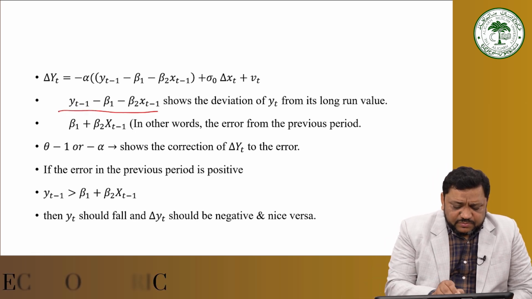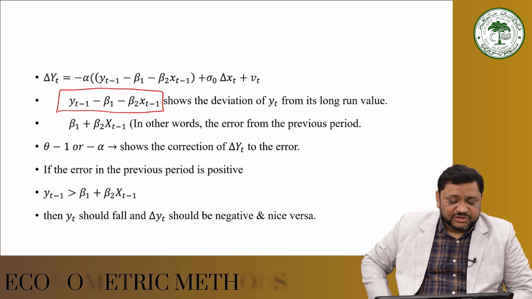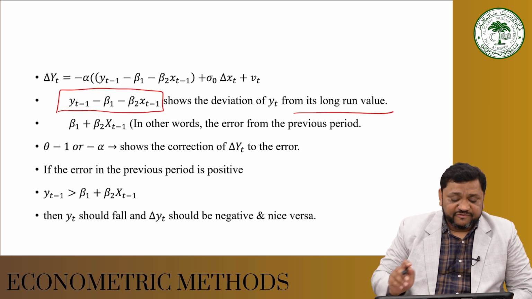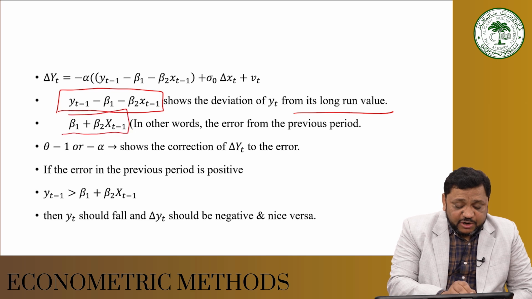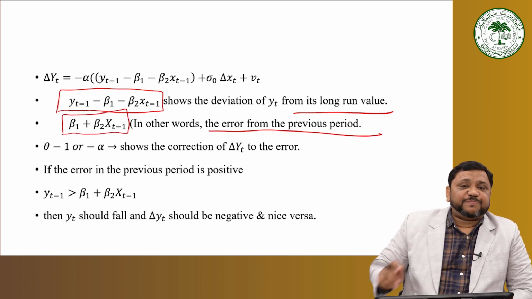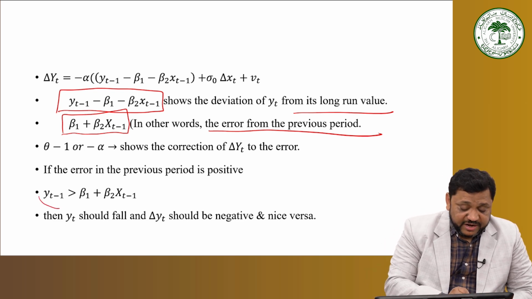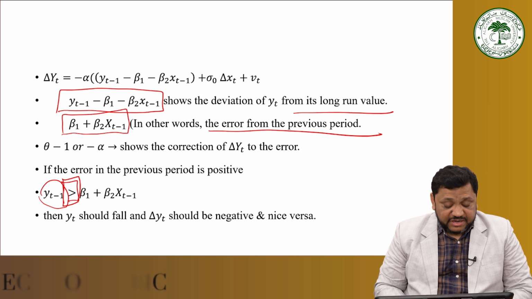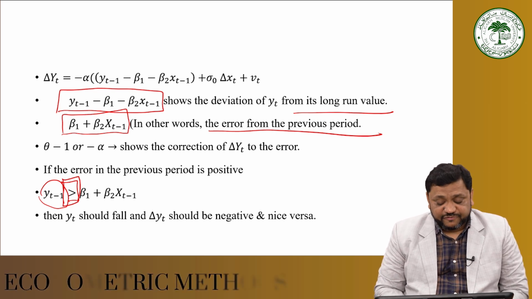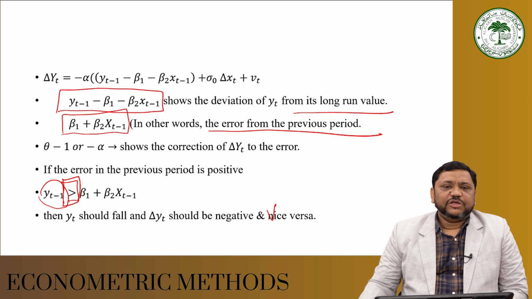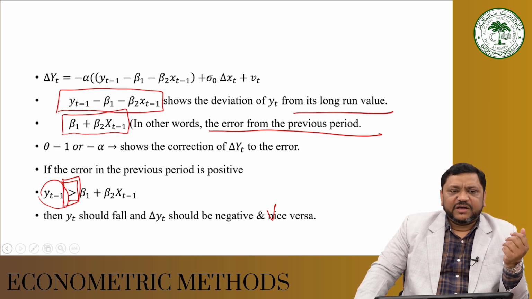Now, see this term, yt minus 1 minus beta 1 minus beta 2 xt minus 1. It shows the deviation of yt from the long run value, and beta 1 plus beta 2 xt minus 1 is the error from the previous period. So theta minus 1 or minus alpha shows the correction of delta yt to the error. If the error in the previous period is positive, that is yt minus 1 is greater than beta 1 plus beta 2 xt minus 1, then yt should fall and this change in yt should be negative, and vice versa. So this is the basic mechanism of the error correction model.